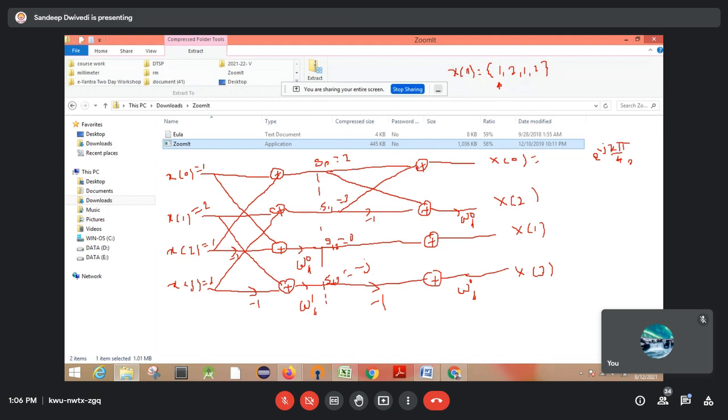Okay, so here two adders are there, same thing, so this will be 2 plus 3, so this will be 5. Okay, 2 plus 3, so this will be 5. Then for this one, it will be multiplied by 1. So this will be 2 minus 3.